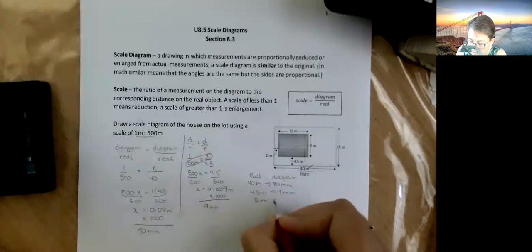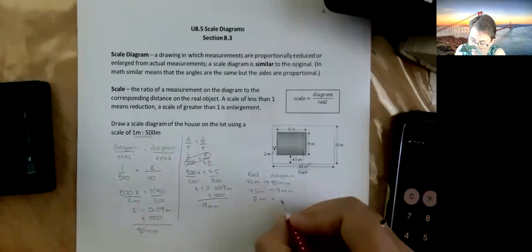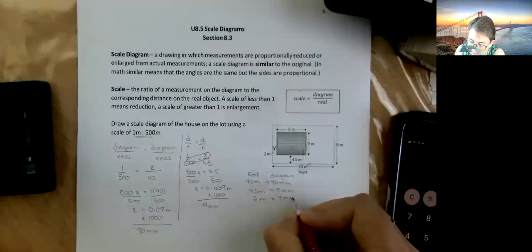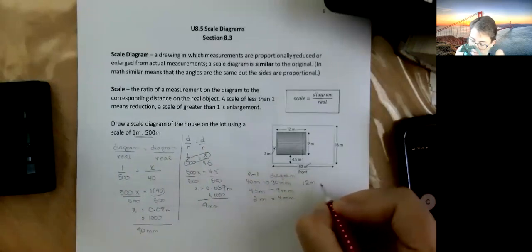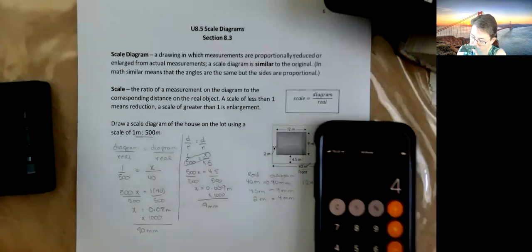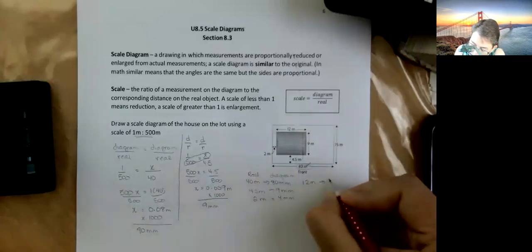2 meters. I'm going to take 2 meters and divide it by 500 first, and then multiply it by 1,000. That's going to give me 4 millimeters. And 12 meters: 12 meters divided by 500 times 1,000 is 24 millimeters.